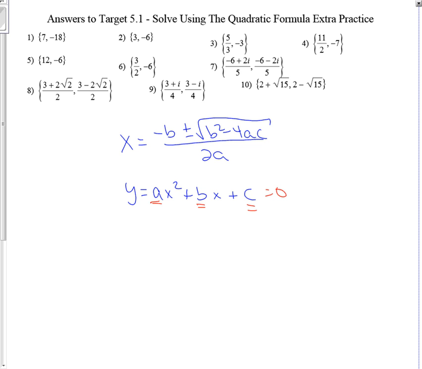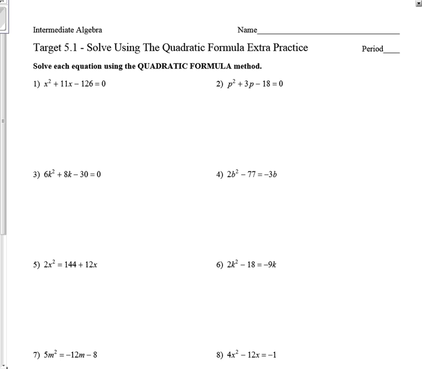We're going to calculate these pieces first, and then we're going to put them into the formula last. So let's go back to a few problems here. We're going to do number 3, and then number 7.